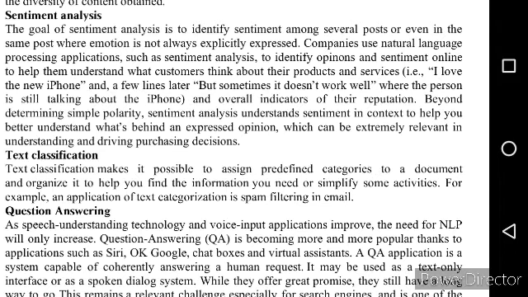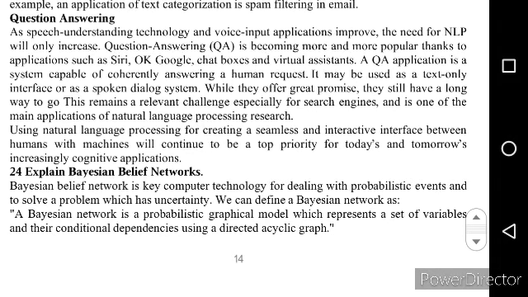Text classification makes it possible to assign predefined categories to a document and organize it to help you find the information you need or simplify some activities. For example, an application of text categorization is spam filtering in email. Question answering is speech understanding technology, and as voice input applications improve, the need for NLP will only increase.